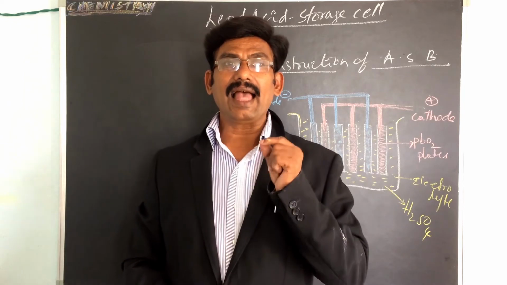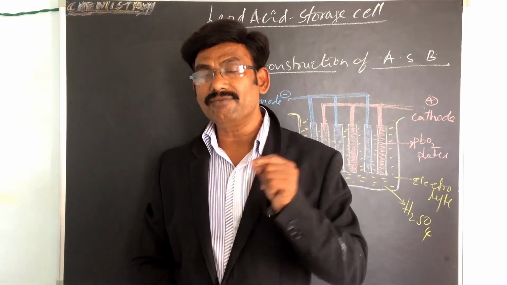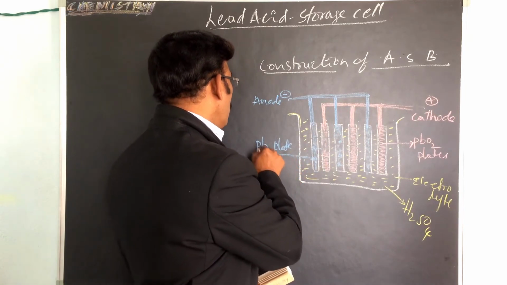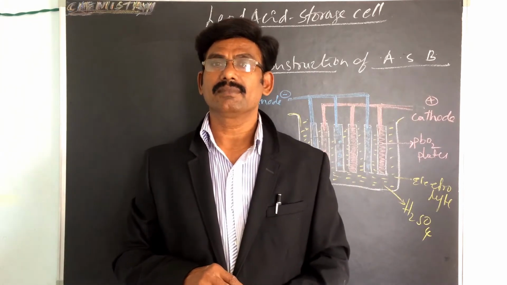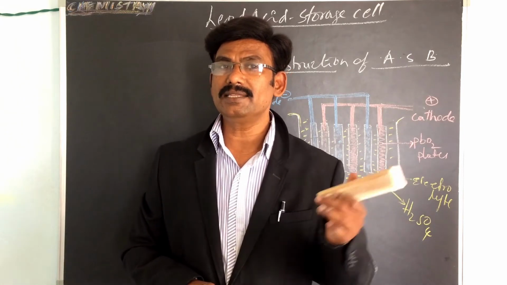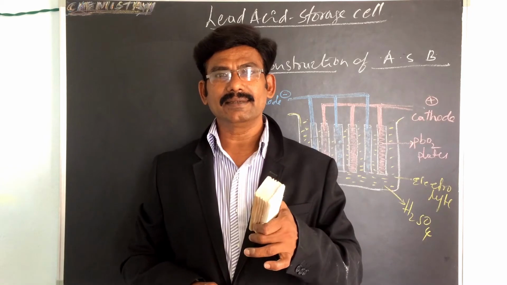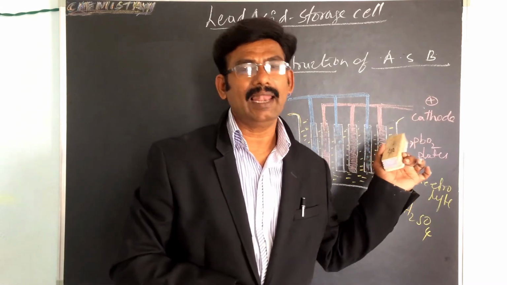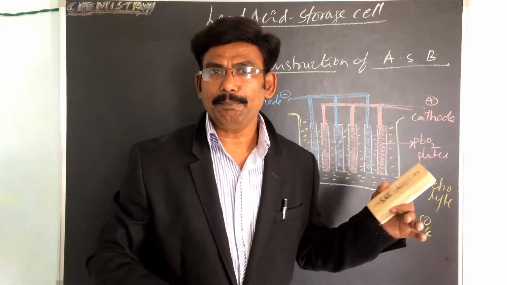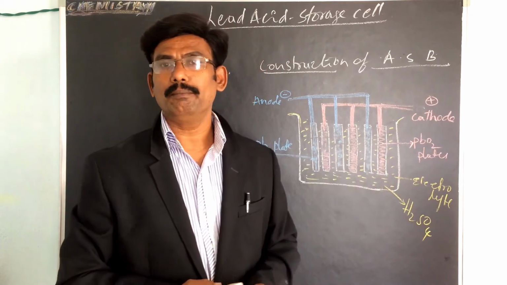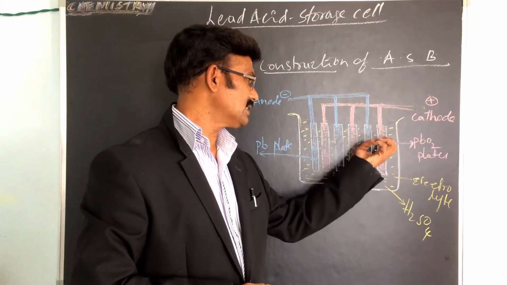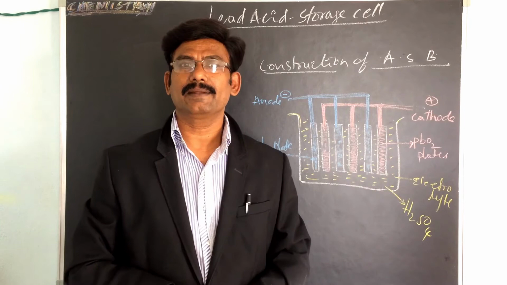In each cell, the anode is made of lead and the cathode is made of lead dioxide. This is one plate cell, one lead plate. The cathode is a grid made up of lead and packed with PbO2, which means lead dioxide. So lead dioxide packing is there.